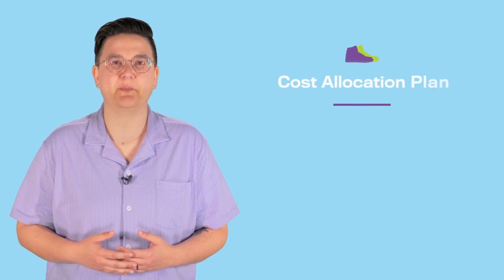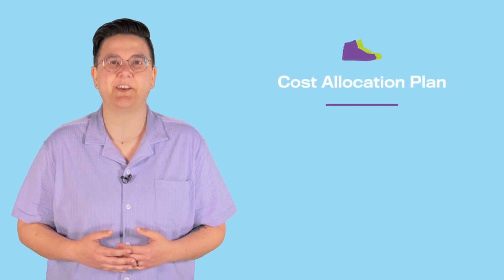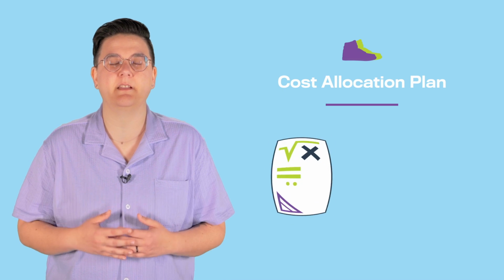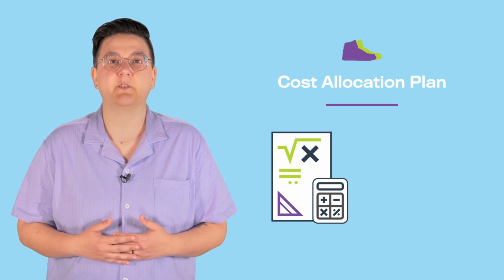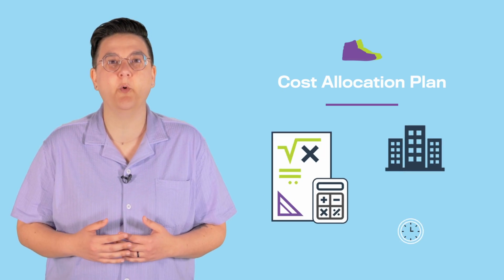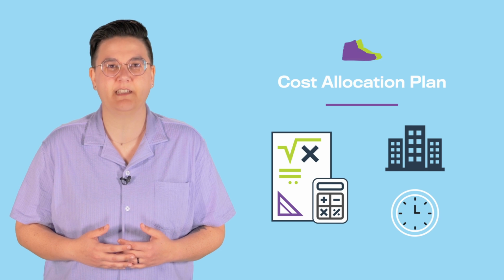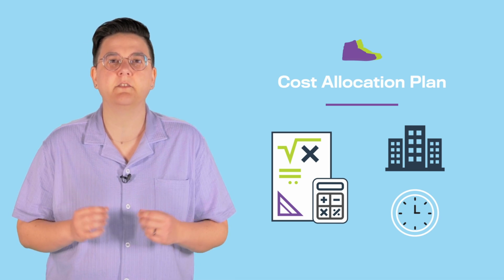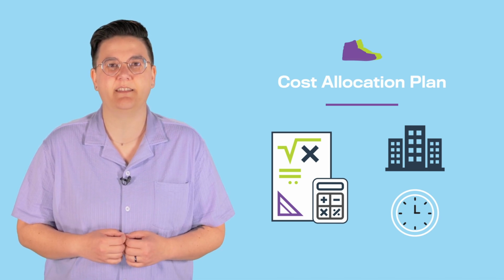A cost allocation plan is an approach in which indirect costs are allocated based on specific formulas or bases, such as square footage for facility costs or staff time for administrative salaries. This plan is tailored to your nonprofit's unique structure and needs.